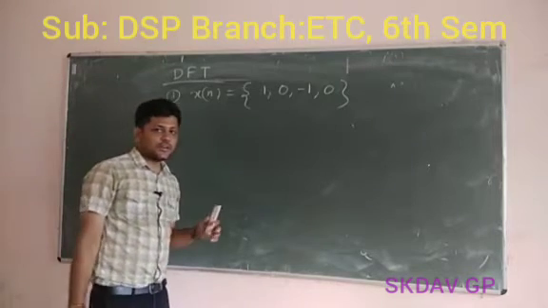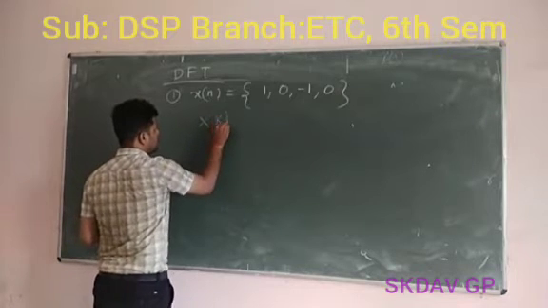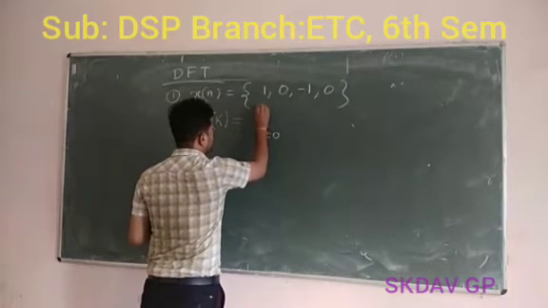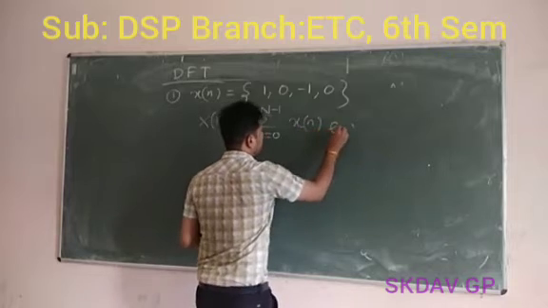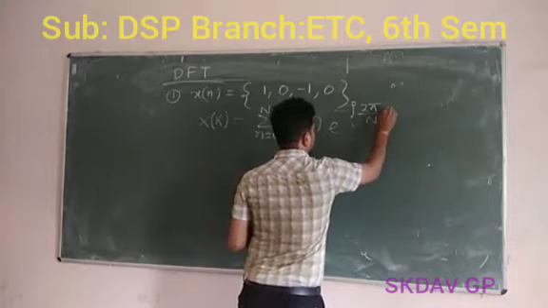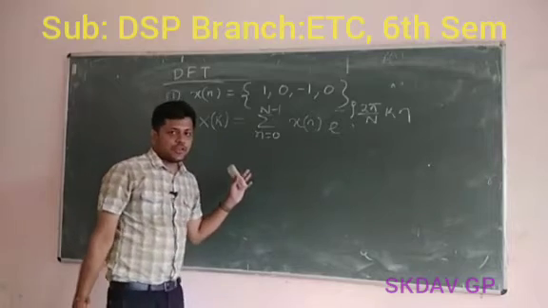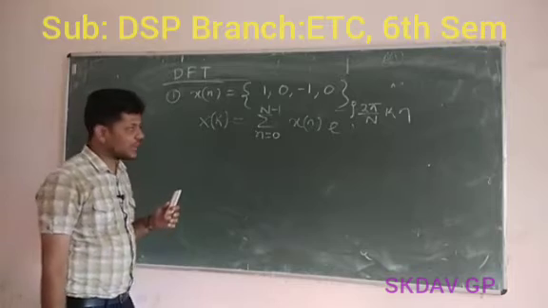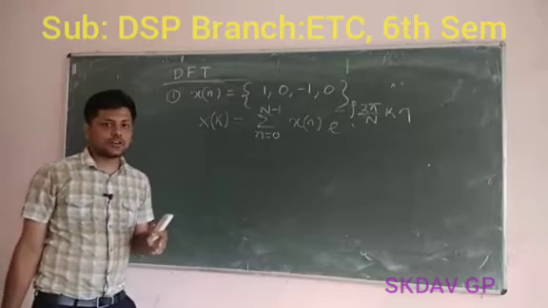We have already studied the discrete Fourier transform in the conventional method, that is by using the definition. What is the definition for the discrete Fourier transform? That is X of k is equal to the summation of n equal to 0 to N minus 1 of x of n e to the power minus j 2 pi by N into kn. So by using this definition we can calculate it, which we have already studied, the conventional method, but this time we calculate the discrete Fourier transform by a shortcut method.